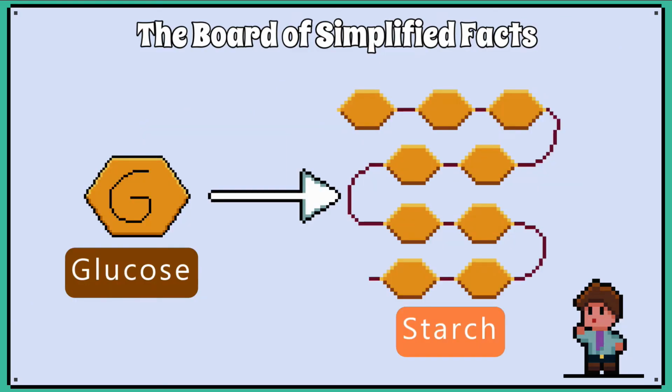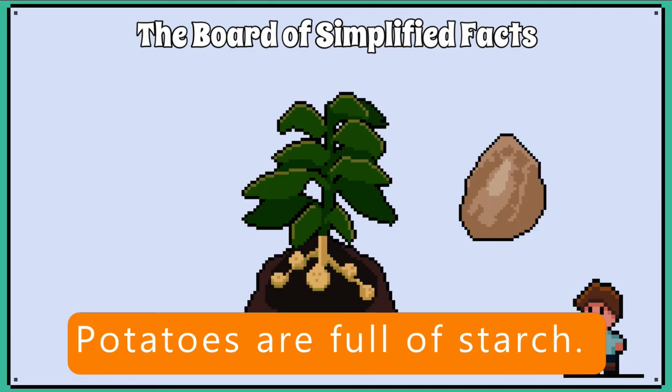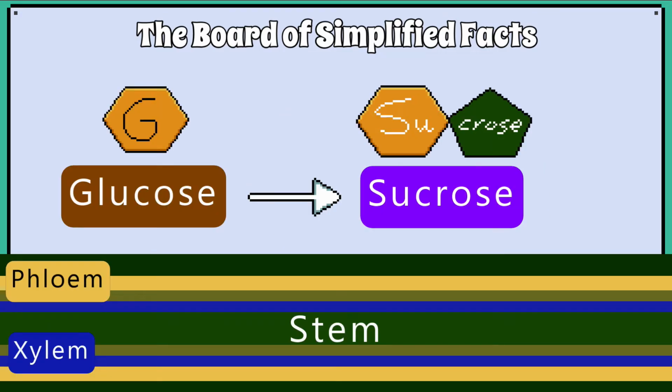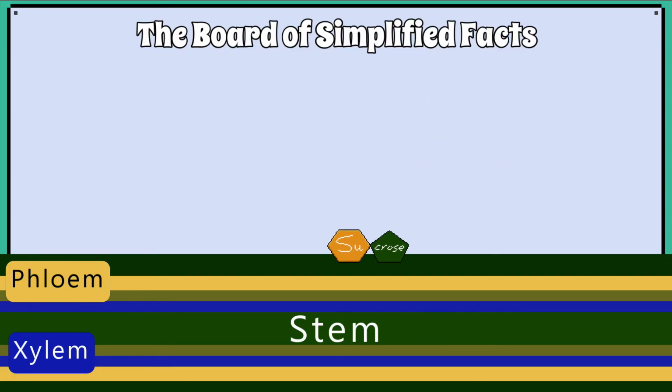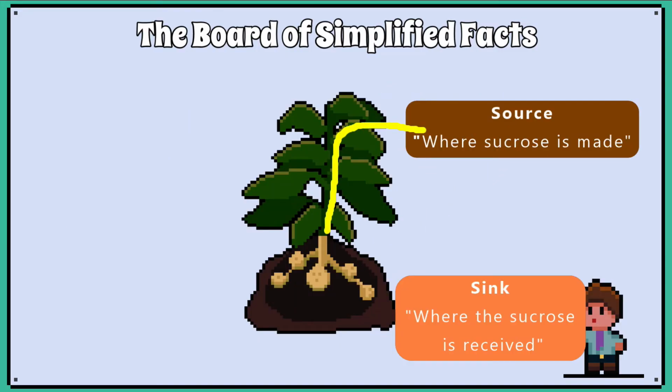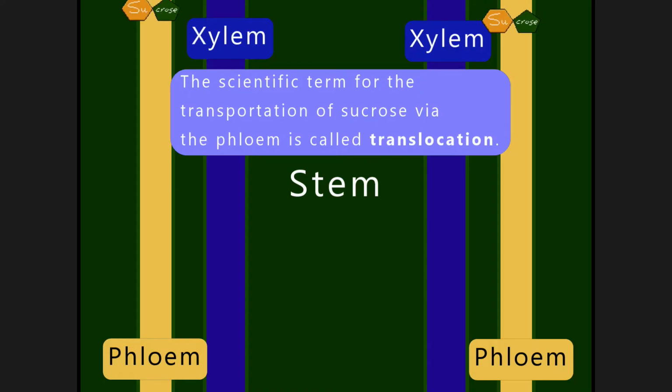The plant also needs to convert glucose into starch to store energy, and starch is stored in more places than the leaf. Potato plants, for example, send a lot of glucose into the tuber underground, where it is converted to starch. However, the evidence suggests that in most plants, the glucose is converted into sucrose before it enters the phloem. We often refer to where the sucrose is made as the source, which is the leaf, of course, and what receives the sucrose as the sink. The scientific term for the transportation of sucrose via the phloem is called translocation.